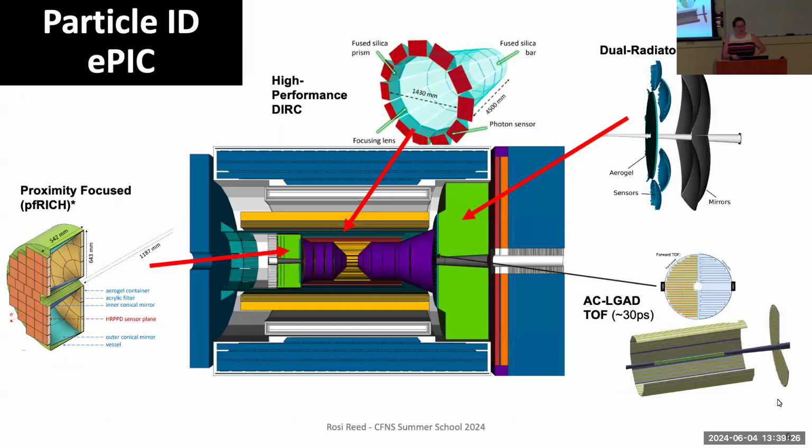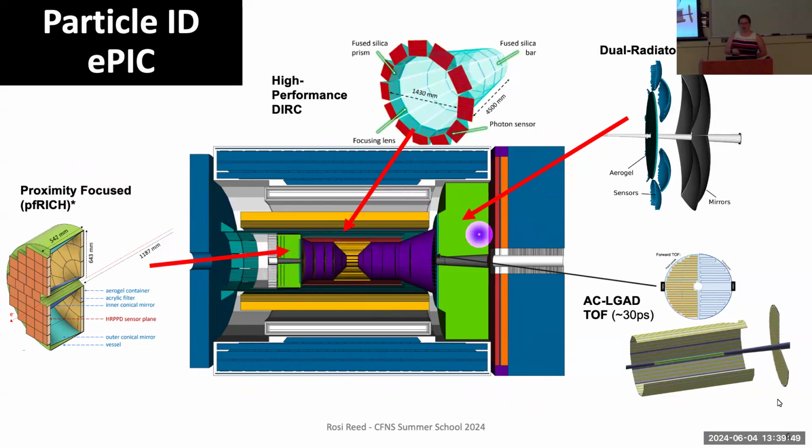So we'll talk now about the different PID detectors. I show you again a picture of EPIC. The electrons, I didn't copy my arrows, but the electrons are going this way and the hadrons are going this way. So what we have here is the proximity focused RICH, so the PF RICH.